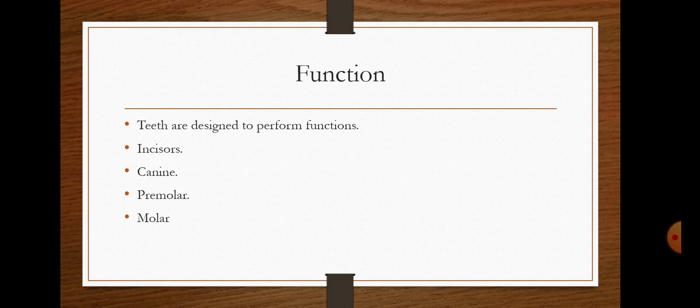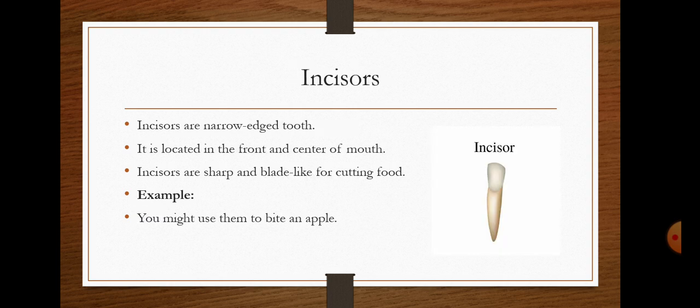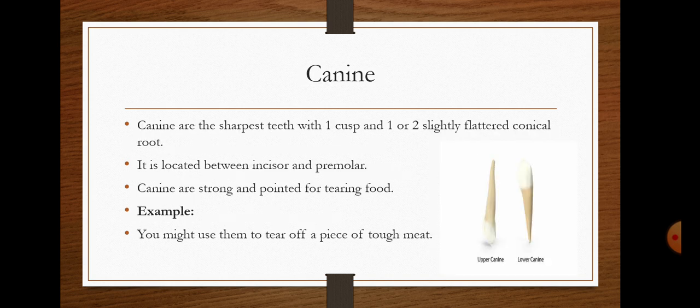Now let's have a look at its function. Teeth are designed to perform specific functions. The first one is incisor, second one is canine, third one is premolar, and the last one is molar. Incisor. Incisors are narrow-edged teeth located in the front and center of the mouth. Incisors are sharp and blade-like for cutting food. For example, you might use them to bite an apple.